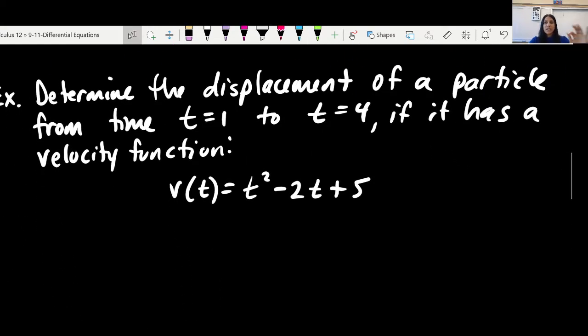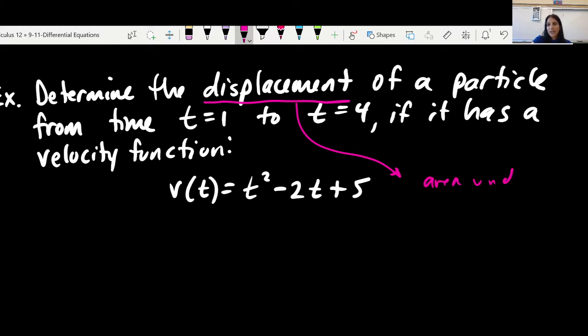Next one, determine the displacement of a particle from time t equals 1 to t equals 4 if it has a velocity function that looks like this. So this is what we're working with. Displacement, first of all, is the area under the graph. So there's a new concept that maybe you didn't know before. So that is new and that you do need to know.